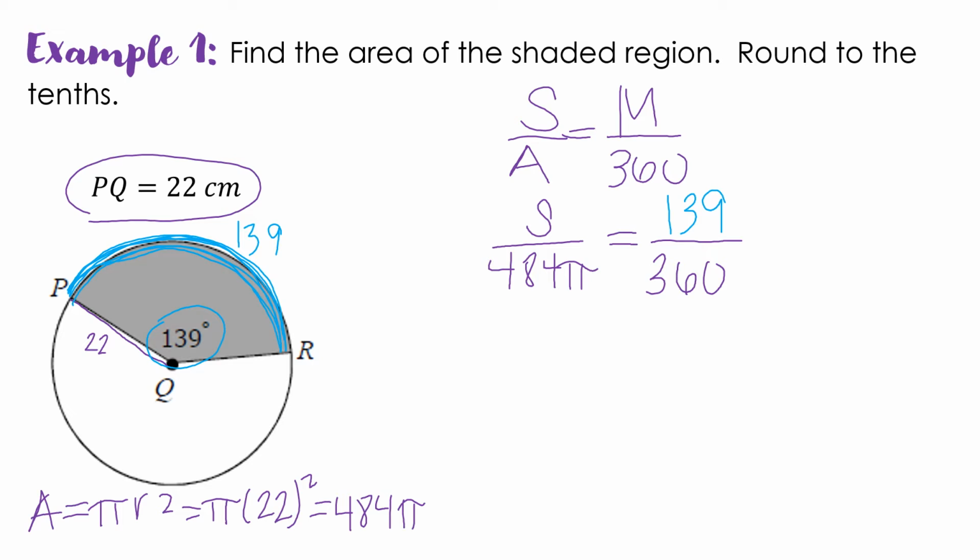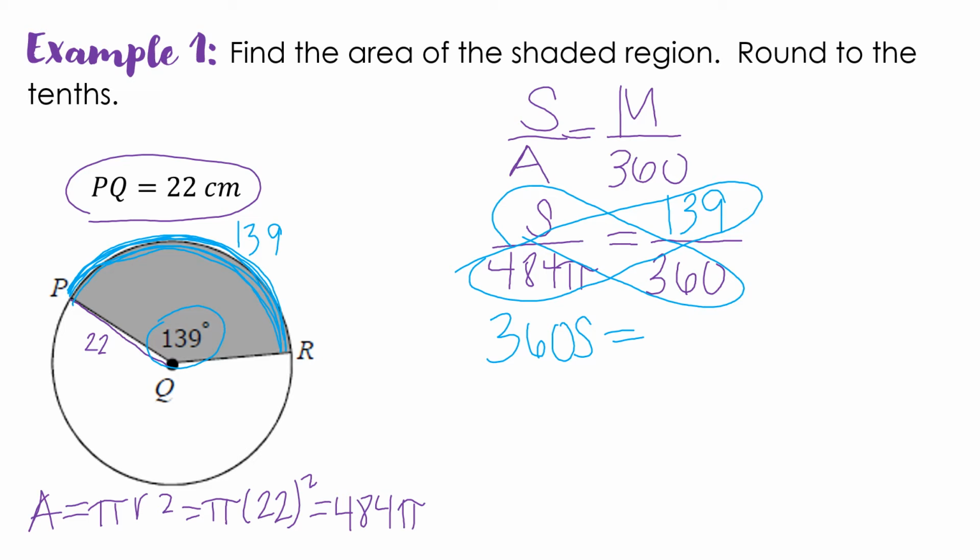And then once you get the setup, you will cross multiply. So we're going to do S times 360, which is 360S, equals, and depending on your calculator, if I'm using a TI-36X Pro, I'll probably type the whole thing in, but if I'm using something like Desmos, then I'm going to type 484 times 139, which is going to give me 67,276, and then I'm going to tack the pi on at the end. I'm going to save the rounding for the very last step.